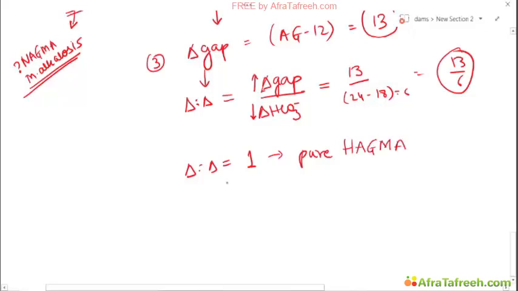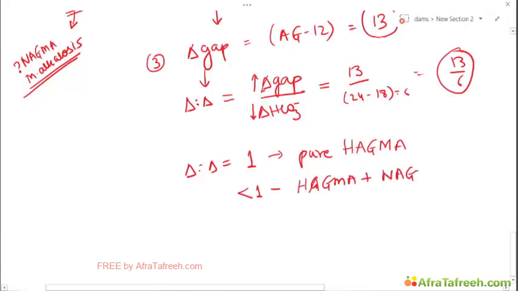If the ratio is less than 1, there is associated normal anion gap metabolic acidosis. Now how would that be pulled out? If the ratio is less than 1, that means the fall in bicarbonate is much more than the rise or increase in the anion gap. So what has accounted for an additional fall in the bicarbonate? That component is non-anion gap metabolic acidosis.